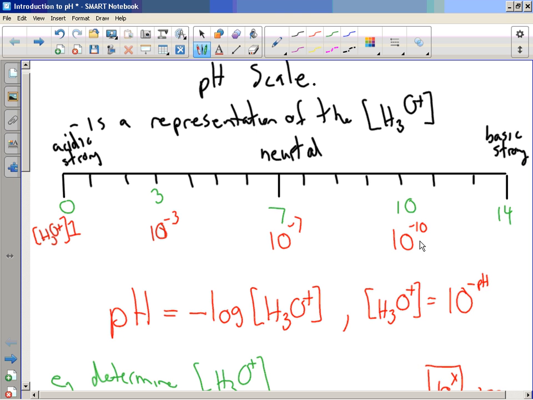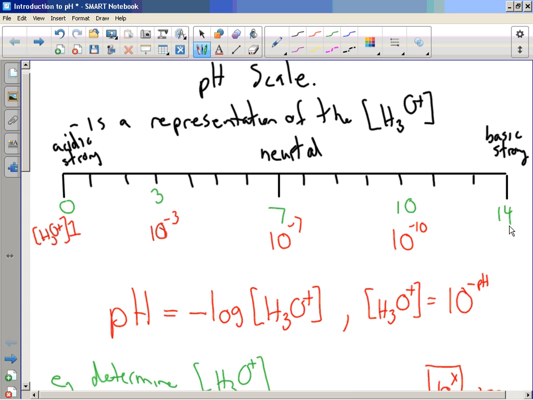Now, the reason I've done this is because this is a little strange. We're now realizing that we can use our pH equation and our H3O plus equation, and we can determine that we actually get a little bit of the H3O plus in water in a basic solution. And that's a little different. That's a little strange.